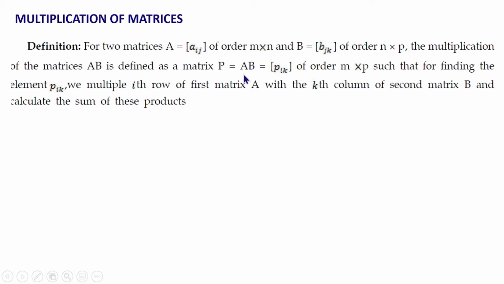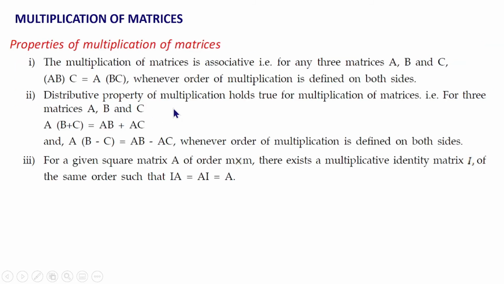This matrix P equal to AB is obtained when we multiply the ith row of the first matrix A with the kth column of the second matrix B and calculate the sum of these products. Now coming to properties of matrix multiplication. The multiplication of matrices is associative. That is, for three matrices A, B, C, we have (AB)C is equal to A(BC), where the order of multiplication is defined on both sides.